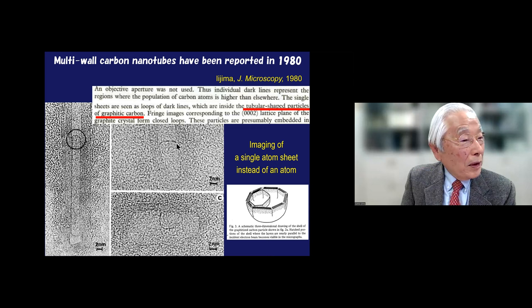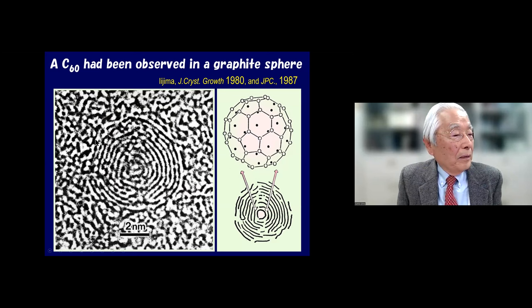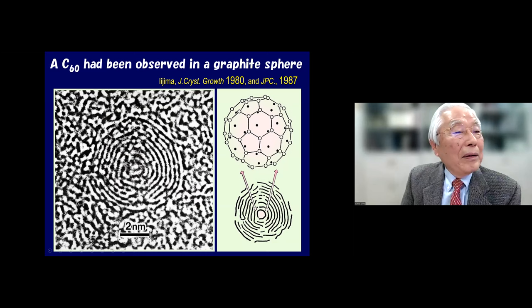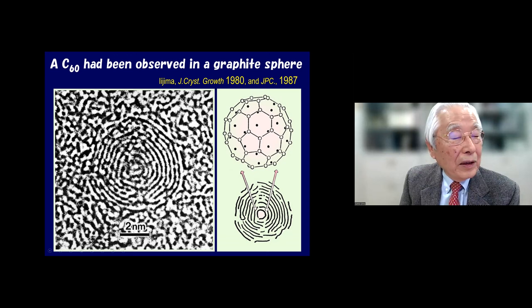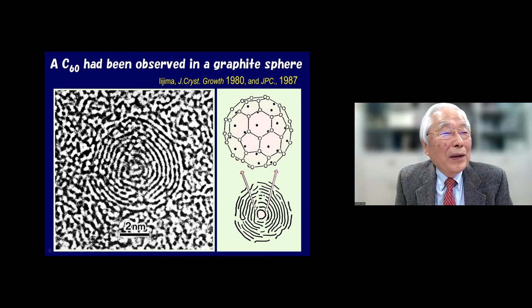Anyway, this is another one I did at that time, what people call the onion type graphite structure. In the center, we probably have something close to the fullerene molecule. This is very important because I reported this in 1980. You know, the fullerene was discovered in 1985, five years later, when Kroto and Smalley discovered the fullerene molecule. But there was some story before they received the Nobel Prize.